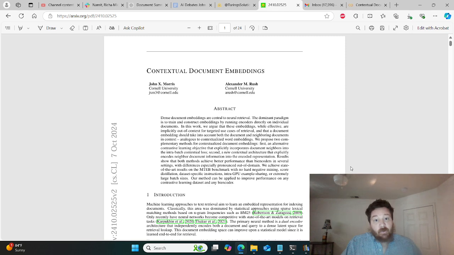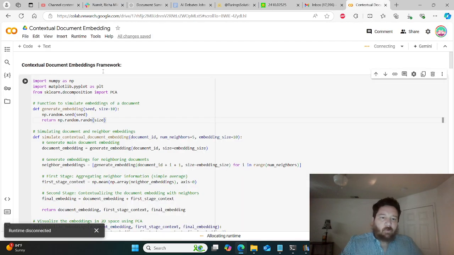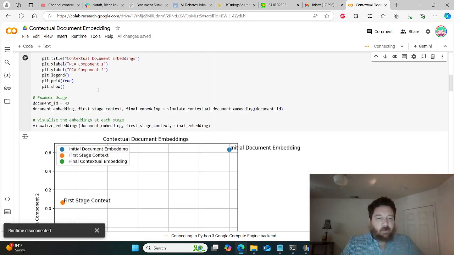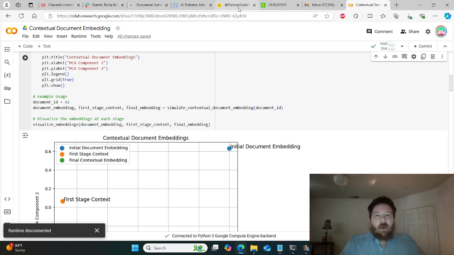So today's research paper and code deep dive is on contextual document embeddings put out by Cornell University. Up front, this is going to be all about RAG tuning and a specific RAG tuning method that has been invented recently by Cornell University. We'll deep dive into this, first going over the research paper, and then do a hands-on deep dive into the code and take a look at what's going on there.